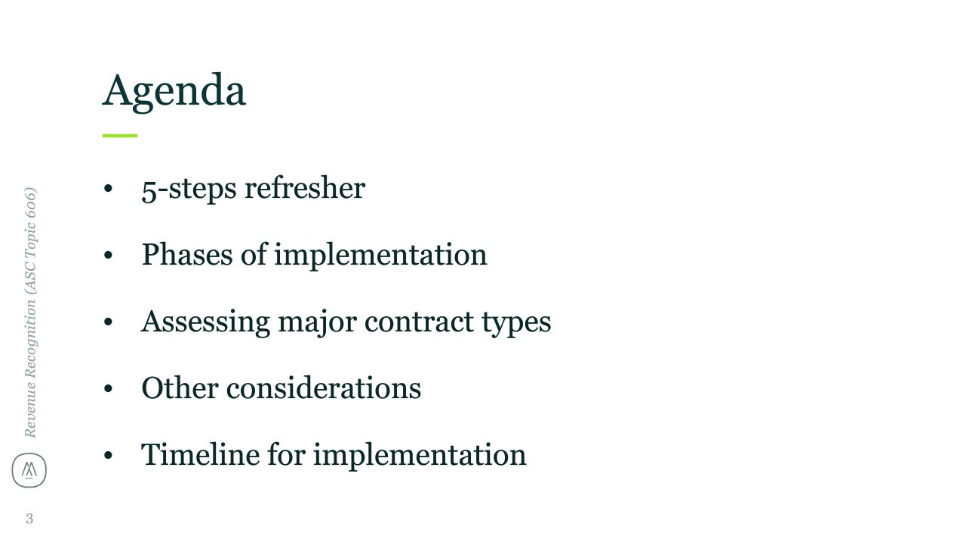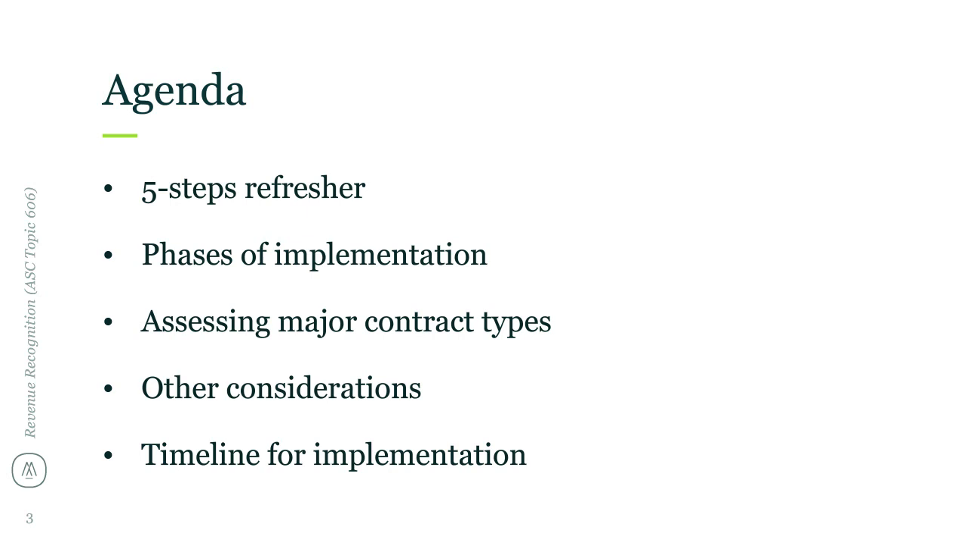So on our agenda for today, we are going to go through a quick refresher on the 5-step process as outlined in Topic 606. Then what we've done is break out the implementation process into 4 key stages, which we'll go through. After that, we'll start to dive into major contract types and identify some important aspects you should keep in mind when applying 606 to these contracts. We will then go through some other considerations to keep in mind, including changes to capitalization of costs associated with obtaining a contract, as well as some general implementation. We've also put together a recommended timeline for implementation that lines up with the 4 phases we've identified. Lastly, we will have time for questions from the audience.